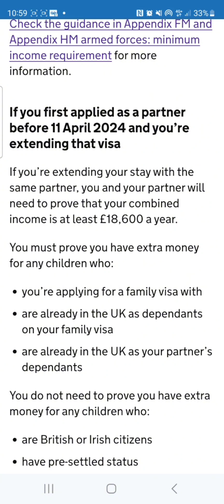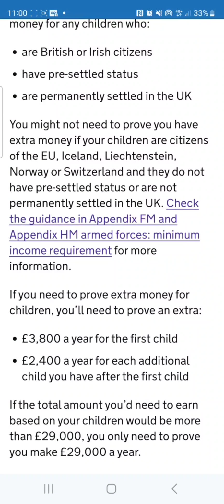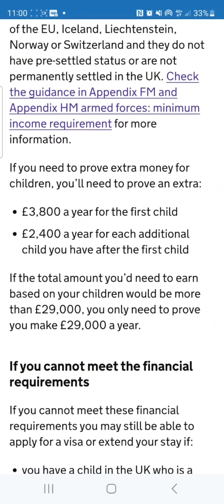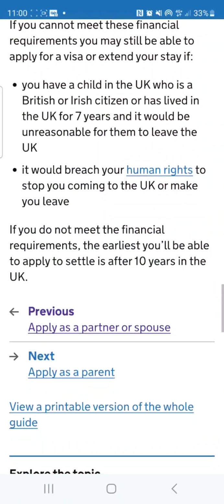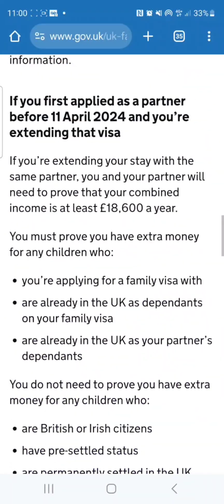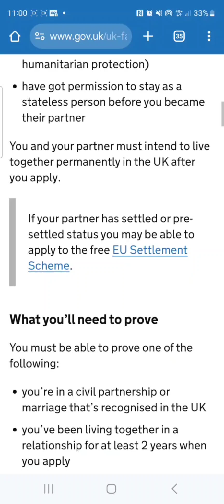You must prove you have extra money for any children who you are applying for a family visa with, or who are already in the UK as dependents on your family visa, as your partner's dependents. You do not need to prove extra income if the child is a British or Irish citizen, has pre-settled status, or is permanently settled in the UK. If you need to prove extra money, you need to prove the extra money for each dependent.